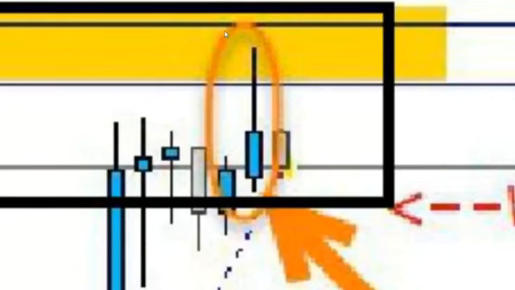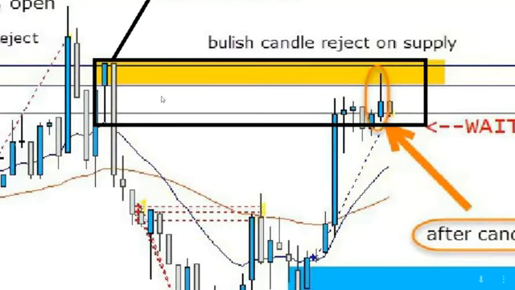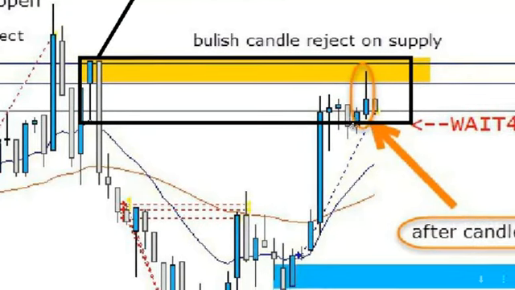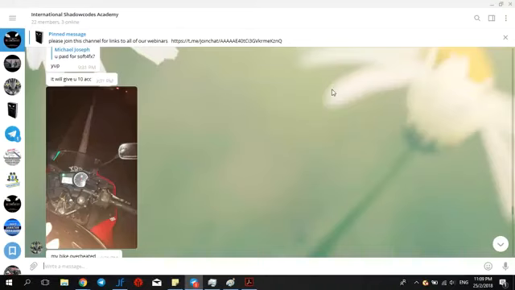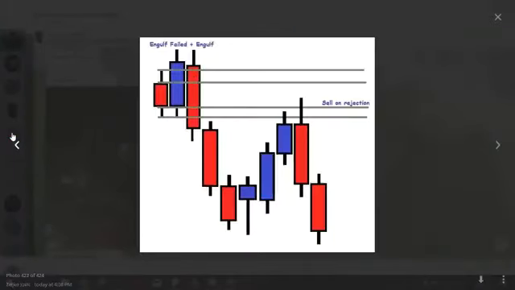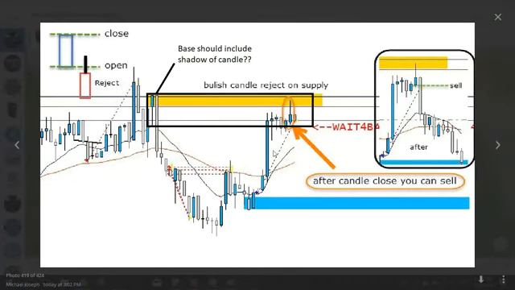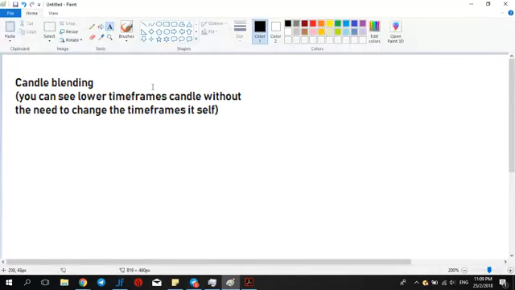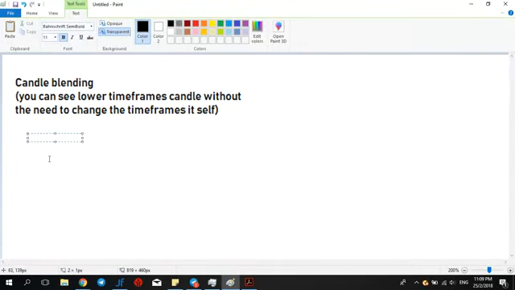All right, so what is it with this rejection? Which one is stronger, this one or this one? This one got an imbalance here. It got the first imbalance and it rejected the first imbalance. This candle will be starting here. I will draw you something. For example, in lower time frame, LTF or lower time frame.